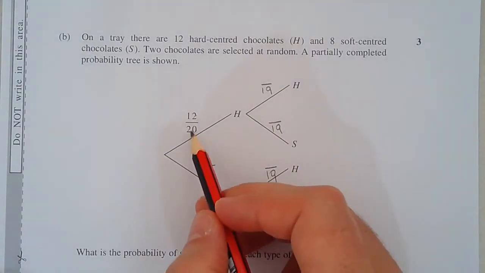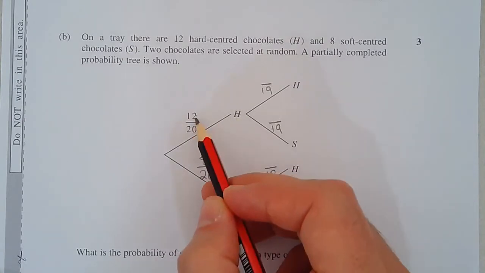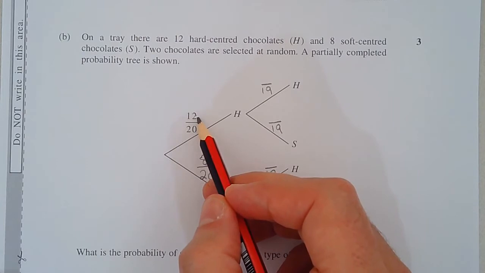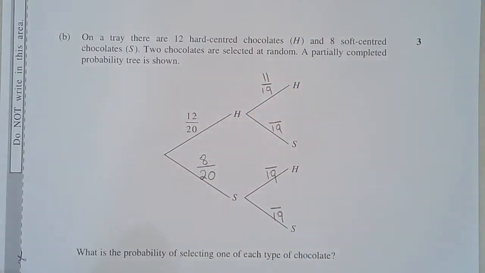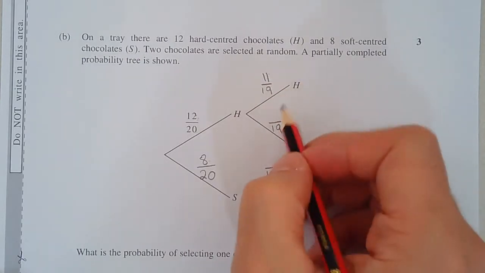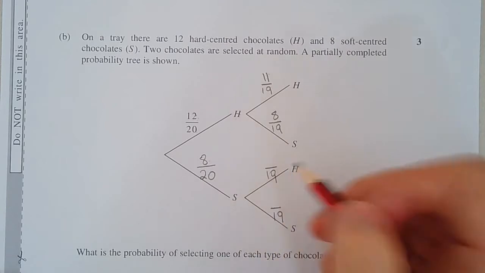Now, if we've selected a hard-centered chocolate, from there were 12 originally, how many do we have left? We've now got 11. So 11 out of 19, that leaves us 8 out of 19 soft-centered chocolates. This is for the second draw now, or the second stage.